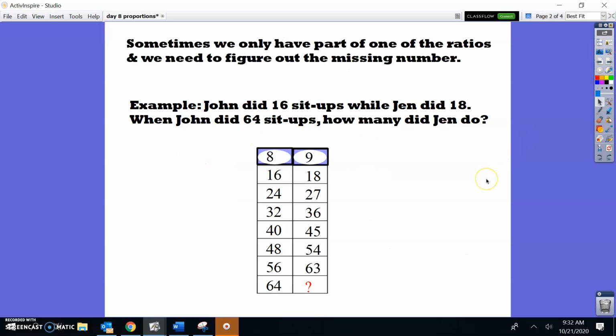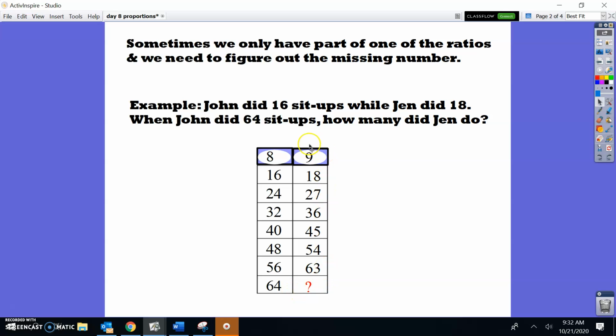Okay? Sometimes we only have part of one of the ratios and we have to figure out the missing number. So let's take this first example. John did 16 sit-ups while Jen did 18. When John did 64 sit-ups, how many did Jen do? So basically we're trying to find that missing number.